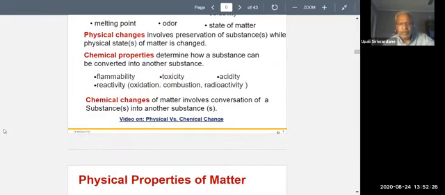Chemical property, on the other hand, determines how a substance can change to another substance. The flammability of a material, for example, natural gas, which is methane, burns in air and produces carbon dioxide and water.